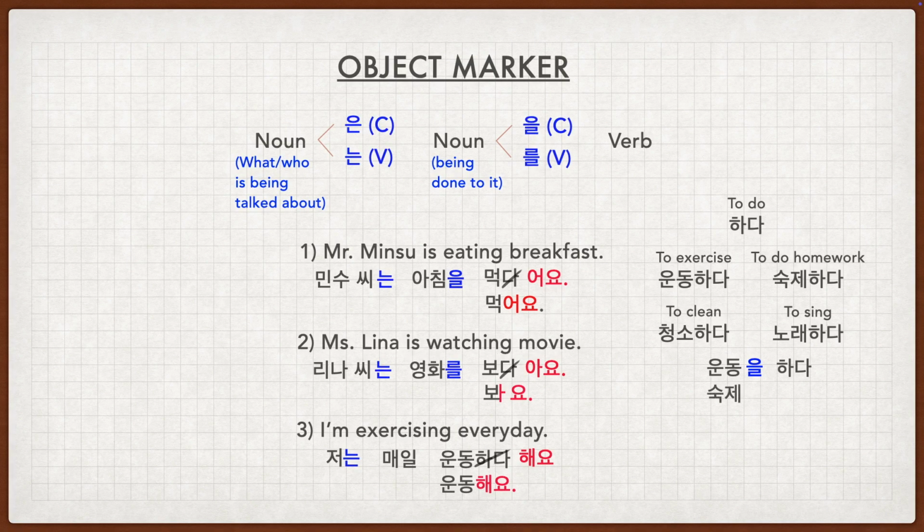And 숙제하다, we can separate it: 숙제를 하다. And 청소하다, also to clean. 청소, we can also use as one noun. So 청소를 하다. And the last one, to sing, 노래하다. 노래 means song. 노래를 하다. So let's go back to number 3. 운동해요. Also we can say 운동을 해요. So both are the same, but as a beginner student, please attach markers as much as possible.